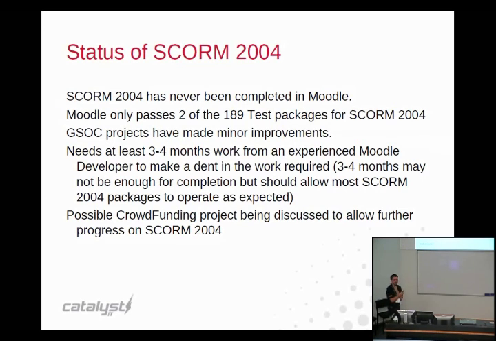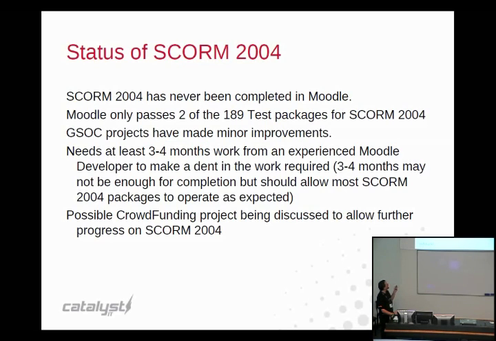Part of it has been implemented. SCORM 1.2 has 2 test packages that you use to certify that it's compliant. SCORM 2004 has 189 packages to certify that it is compliant, and we passed 2. When we took over SCORM for the ADL 1.2 requirements, it took us about 3 months to get Moodle up to scratch and pass those 2 tests. To pass 189 tests is going to take significantly more time.